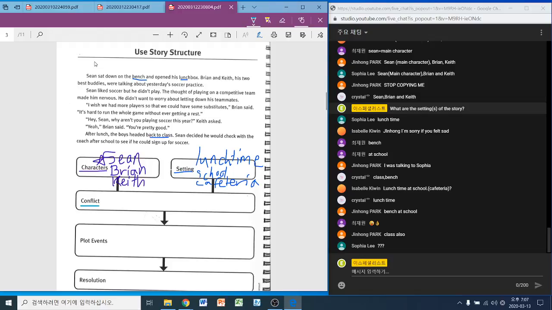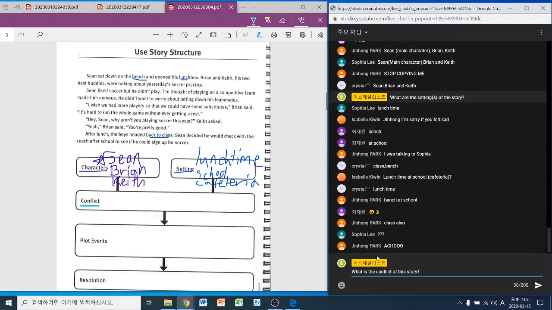Did a tree fall down on Sean? Is the weather bad? Is Sean supposed to be the Queen of Ireland but doesn't want that fate? What is happening here? Someone tell me. Let me write here. What is the conflict of this story and what kind of conflict is it?